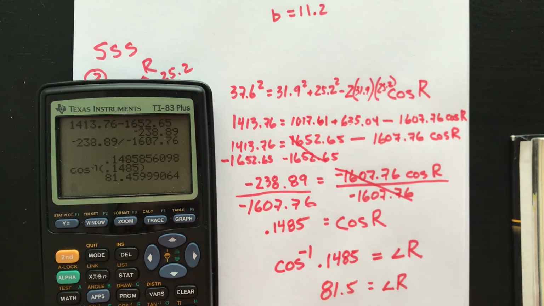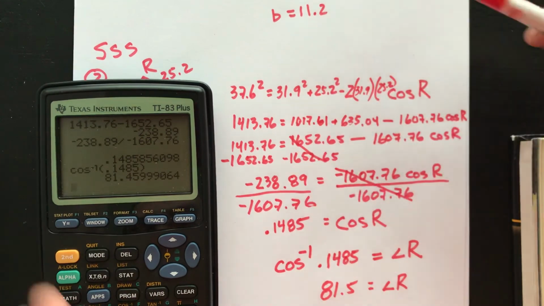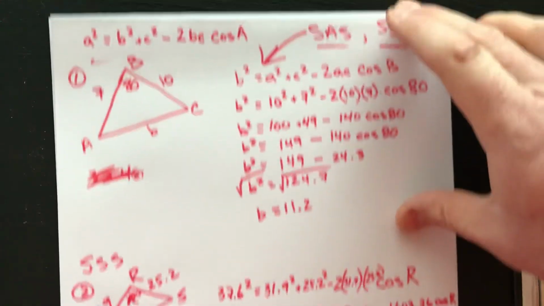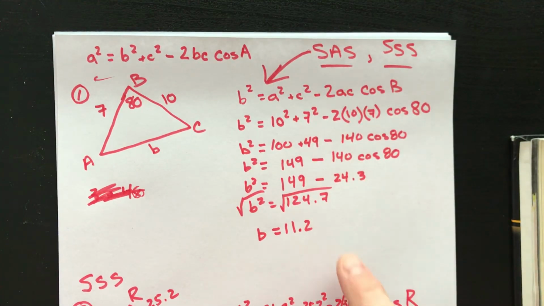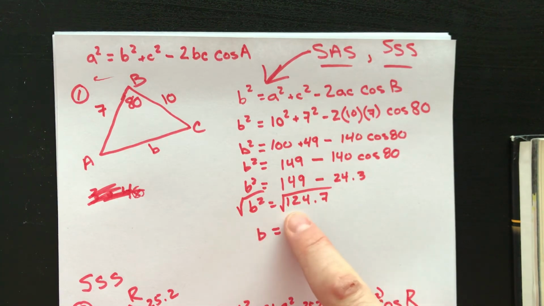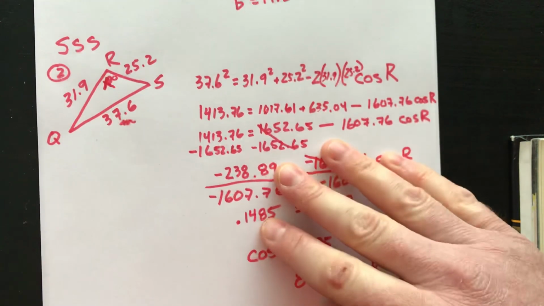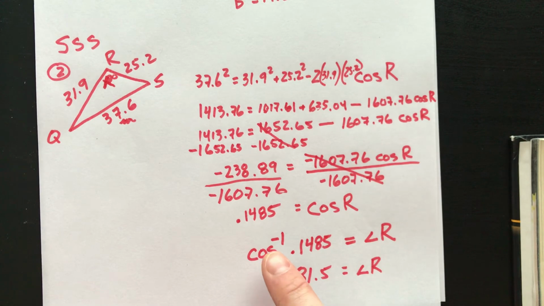Hopefully this helps. All right. Just keep watching this video. These are the two types of problems you'll see. All right. Side angle side right there, where your last step is always going to be taking the square root. And then you have side, side, side, where your last step is always going to be inverse cosine.